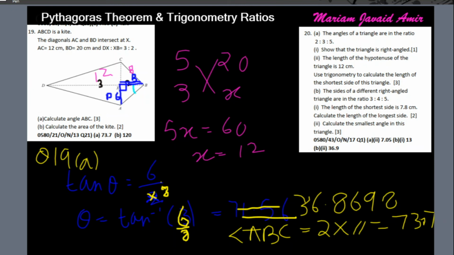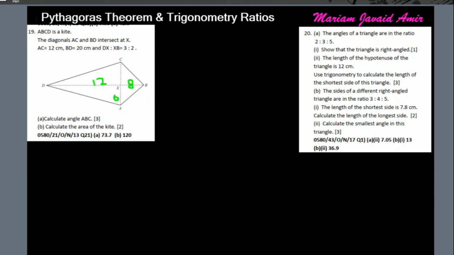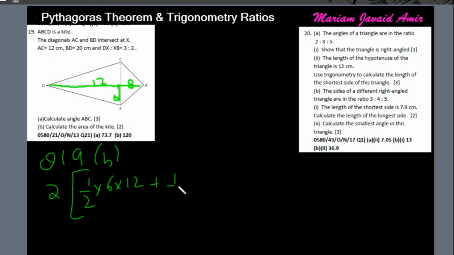Part B is find the area of the kite. For part B, I'll split this into one triangle and the other triangle. I'll find the area of the two lower triangles, and then I'll multiply it with 2. So I'll write 2 times half times base times height plus half times base times height. This should give us 120. Let me see, 0.5 times 6 times 12 plus 0.5 times 6 times 8, and this gives us 60, and 2 times 60 is 120.